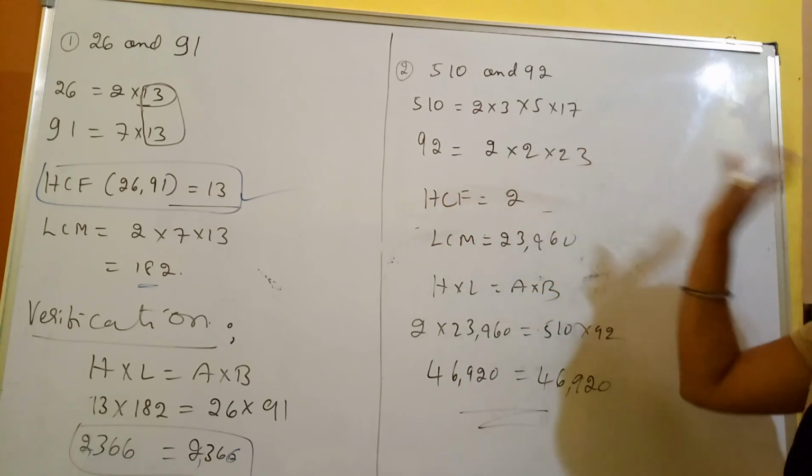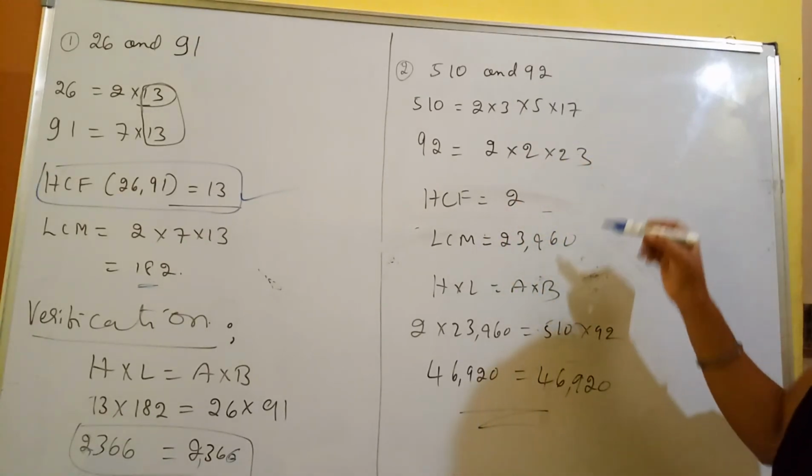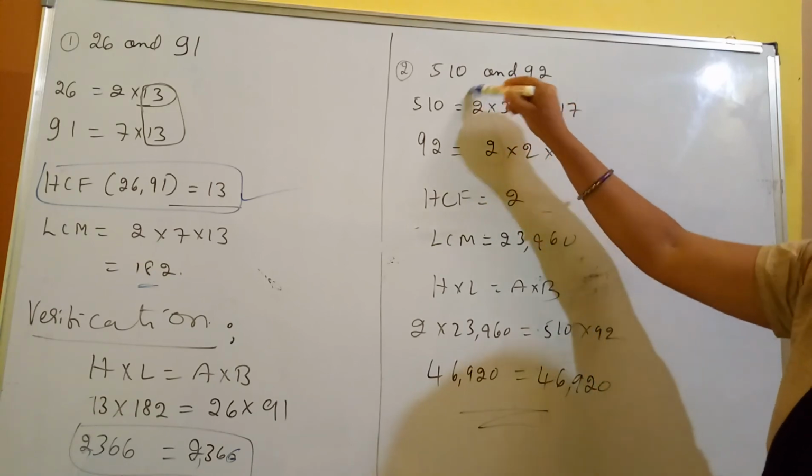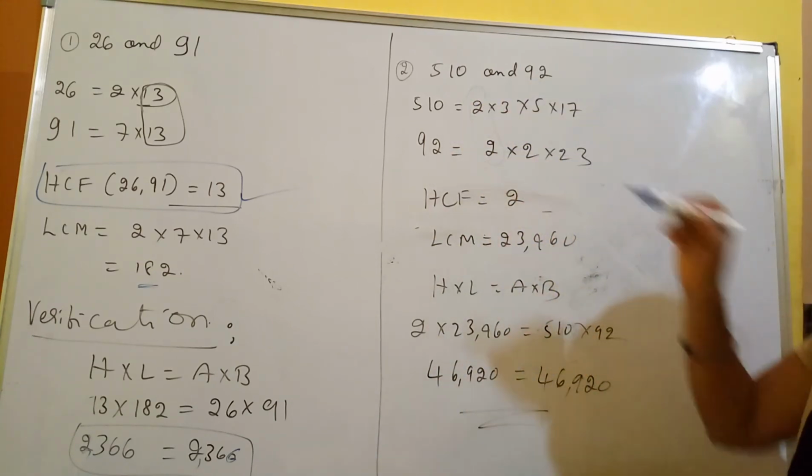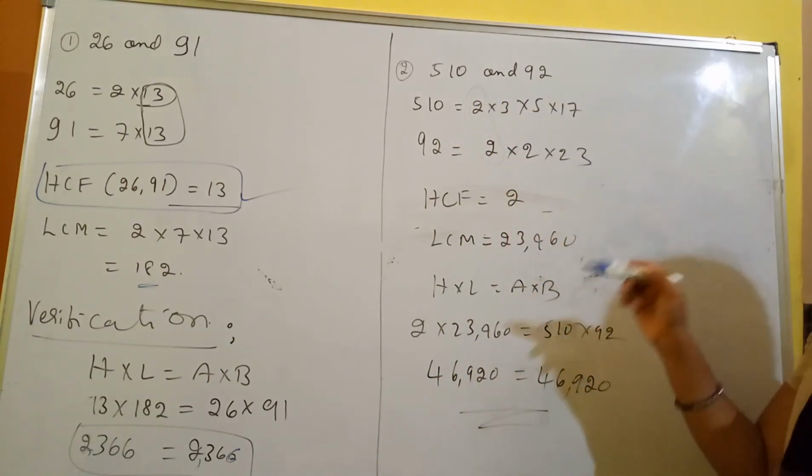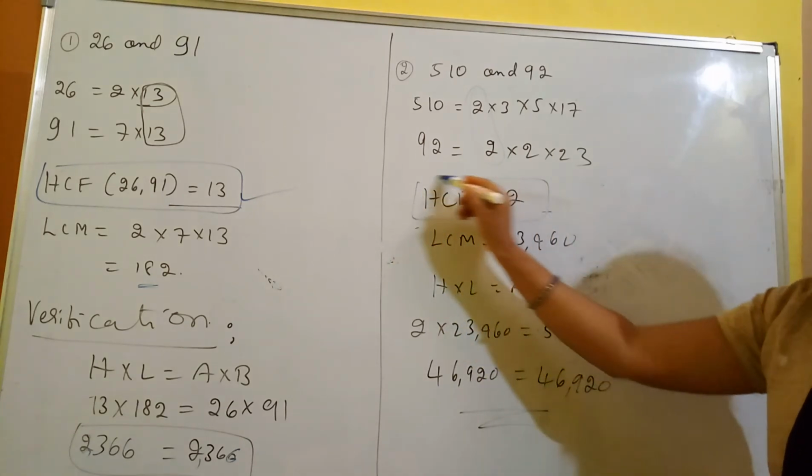2 into 2 into 23. So here, what are the common factors? The common factor among the two given numbers is 2. That's why the HCF will be 2.